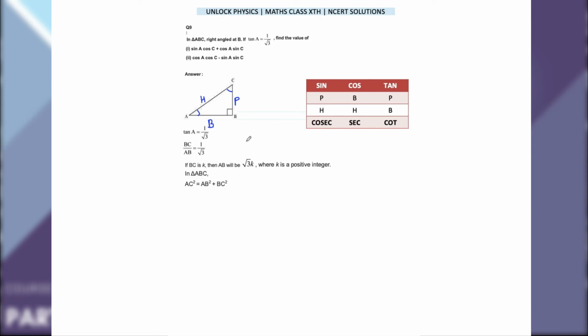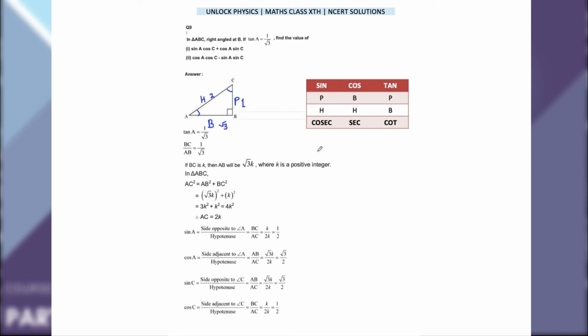In the triangle, we apply the Pythagoras Theorem. AC square is equal to AB square plus BC square. We get root 3k square plus k square, which is simply 4k square. So we get AC is equal to 2k. Now we know AC is 2, we know that BC is 1, and this is root of 3. So we have the values, we have the formula, and we have to just apply them.